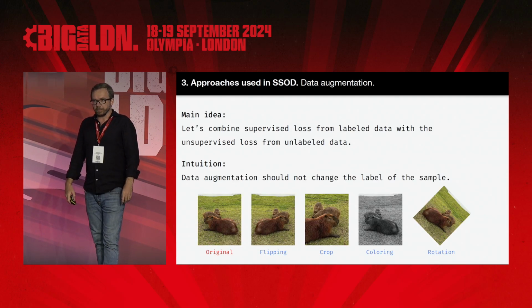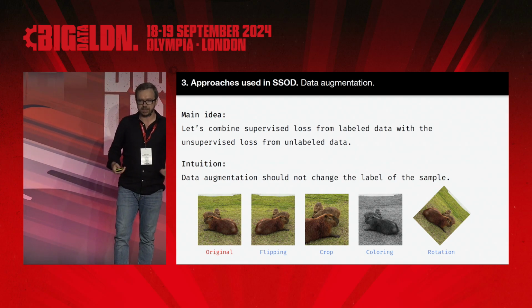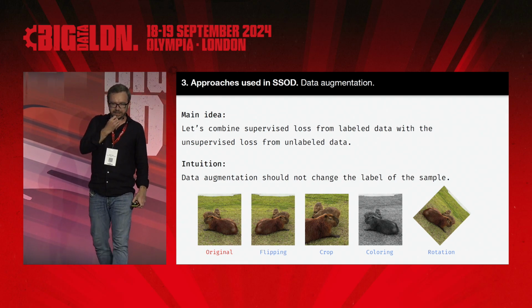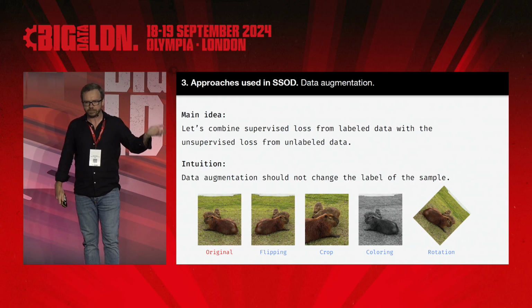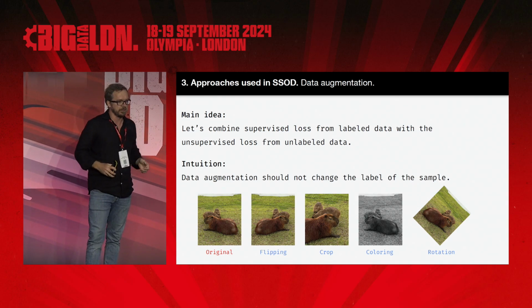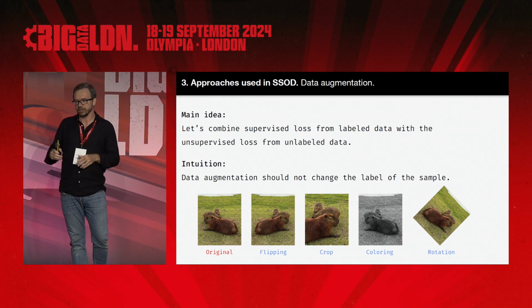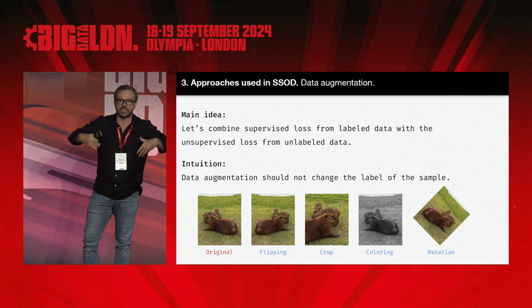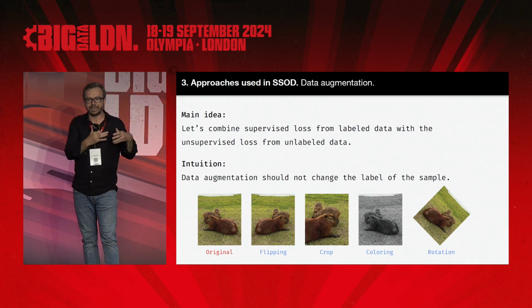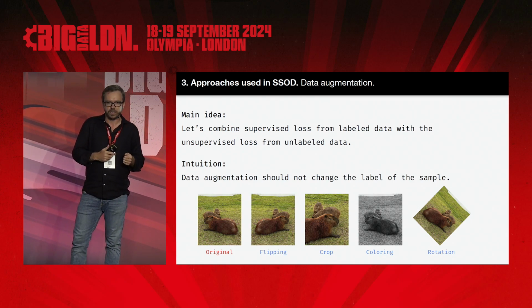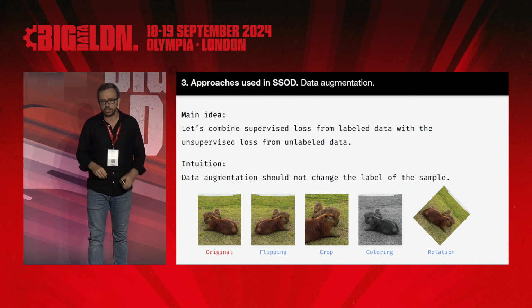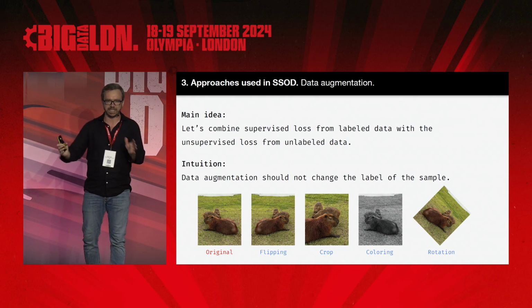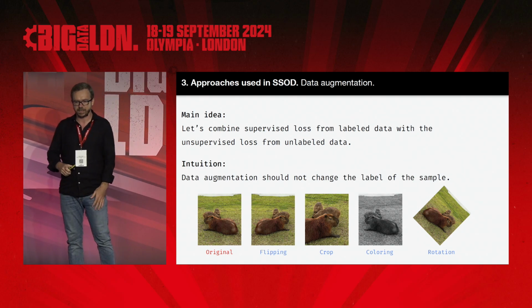And how can we approach this? The main idea is that we have some supervised loss functions and some unsupervised loss functions. What if we combine them? For labeled data, we can apply simple classification loss functions. For unlabeled data, some similarities.